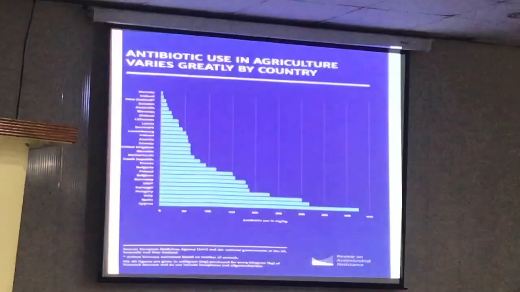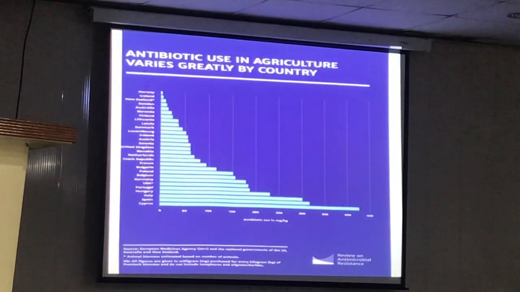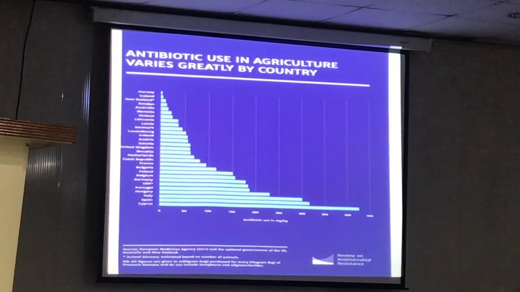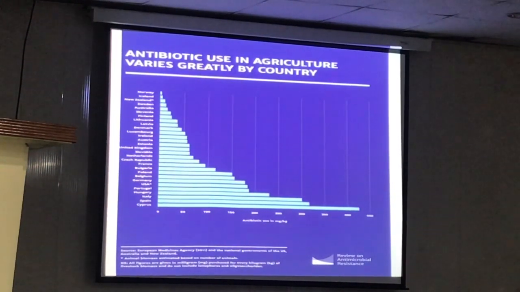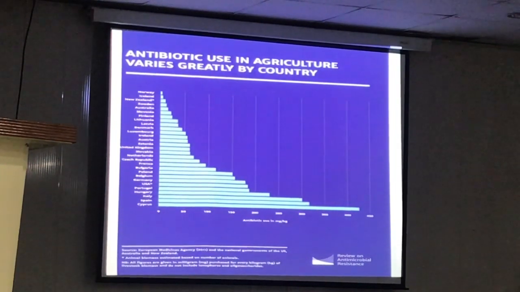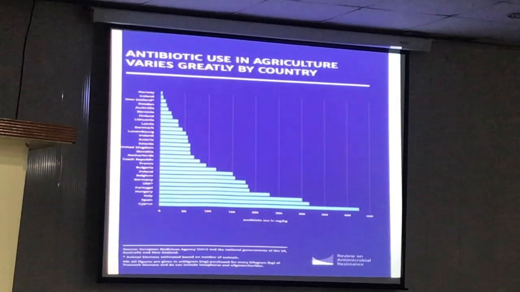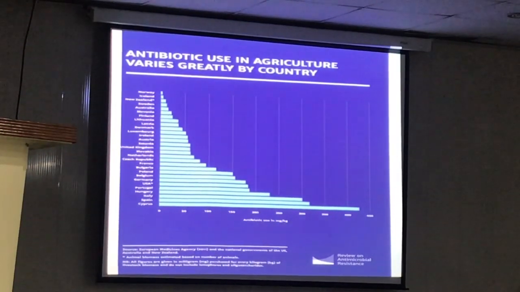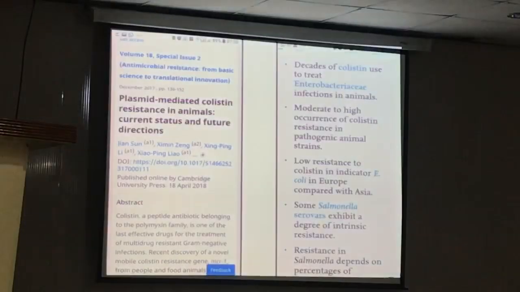antibiotics. Next slide, please. Now this is a list of countries, and as you can see, the antibiotic use in agriculture varies greatly by country. So it is not that you cannot do farming without antibiotics. There are many examples of countries which are doing farming extensively without using a significant amount of antibiotics. Next slide, please.